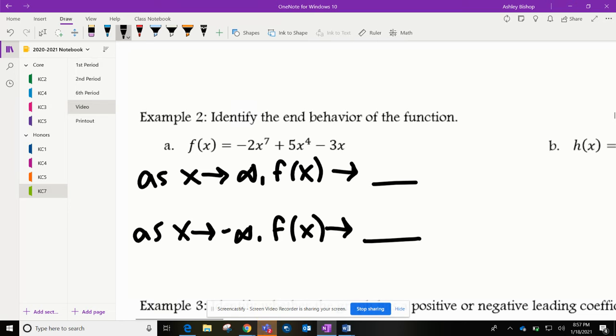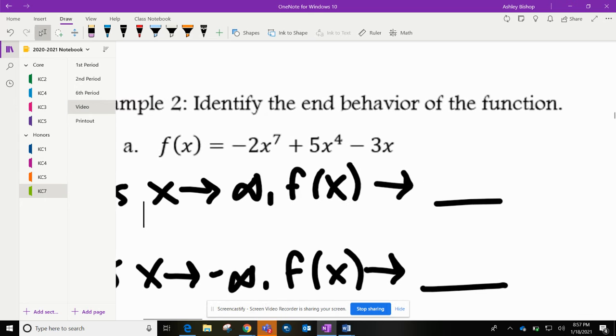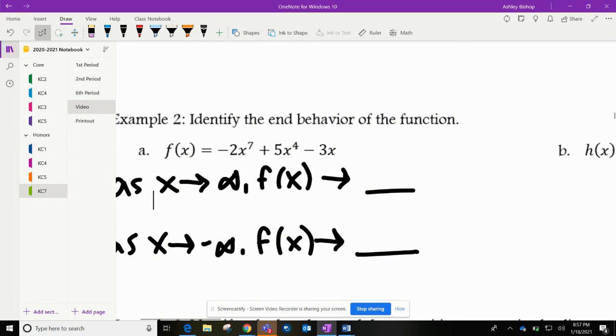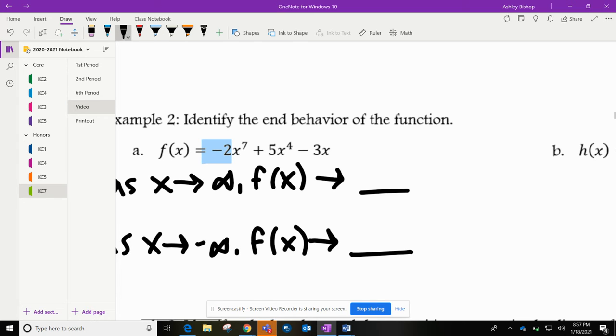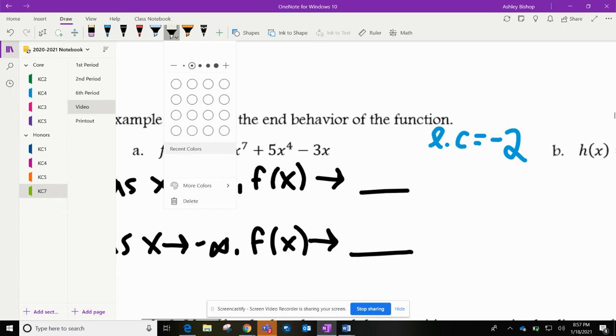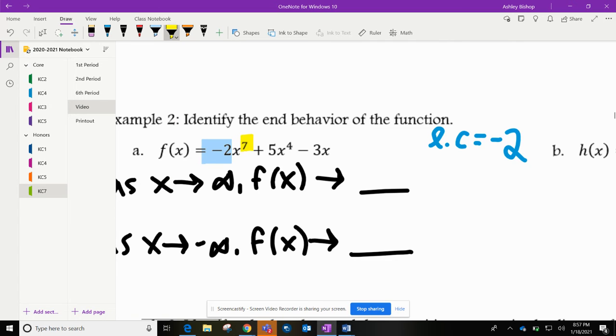So we are going to be, as x approaches positive infinity, f of x approaches, well, let's see. This is what we're working with, and I'm not going to graph this, because I can tell what's going on by the leading coefficient and the degree. This is in the correct order, so that's good. My leading coefficient is going to be -2, so I'm going to write that off here. And my degree is going to be the exponent, remember. The largest exponent is 7, so the degree is 7.